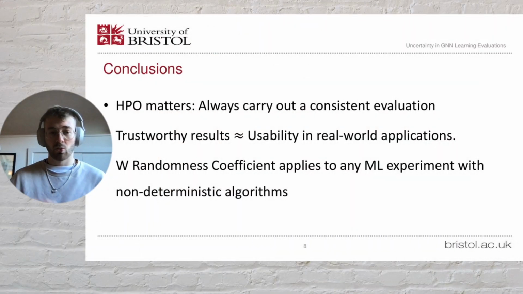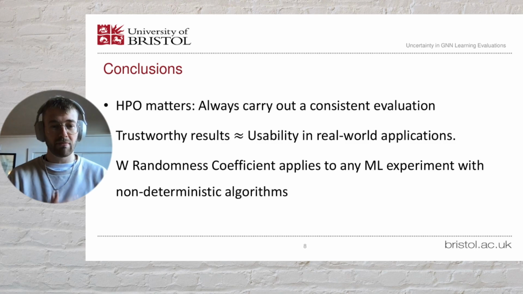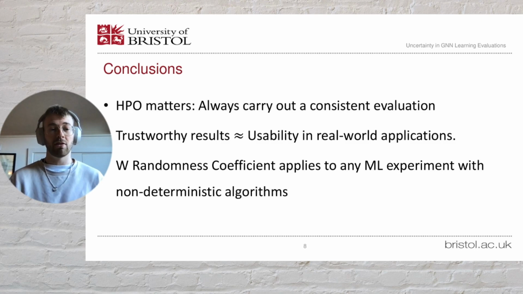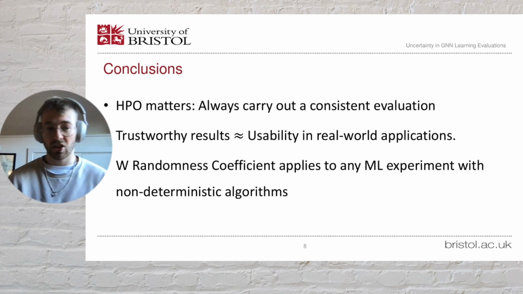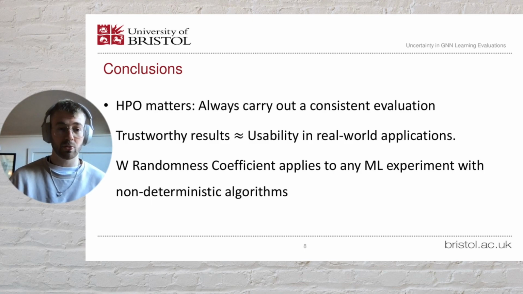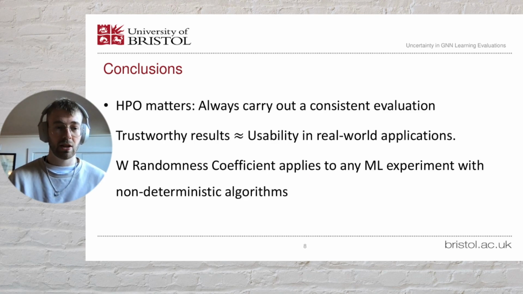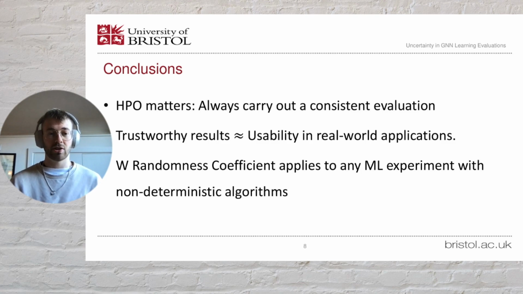So, where's the take-home message here? Essentially, the hyperparameter optimization matters, and you must always carry out a consistent evaluation whenever you compare different machine learning algorithms. If we do this, we can not waste energy and time and GPU resources because we can actually lift results from other papers rather than simply lifting them and not carrying out a fair investigation, which leads to unfair model comparisons.